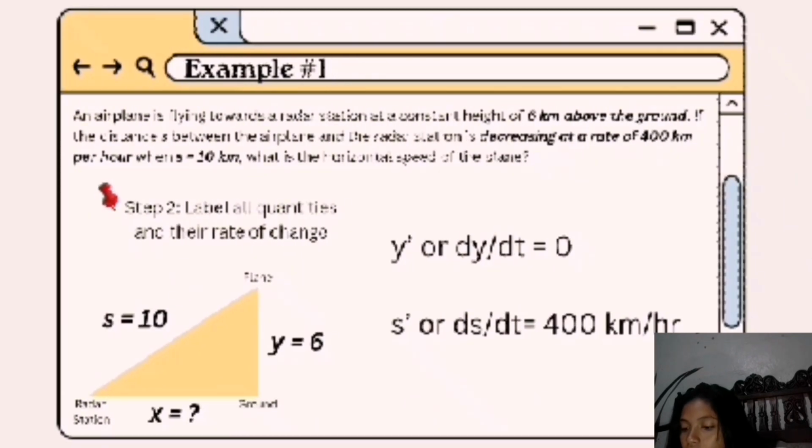Then the next thing, label all quantities and their rate of change. So I use S, Y, and X to label all the quantities of the diagram. The next thing is we're going to define their values. So S is equals to 10, then Y is equals to 6, while X, wala pang value sa X. Then, ang Y prime natin dito is 0, while our S prime is equals to 400 kilometers per hour.